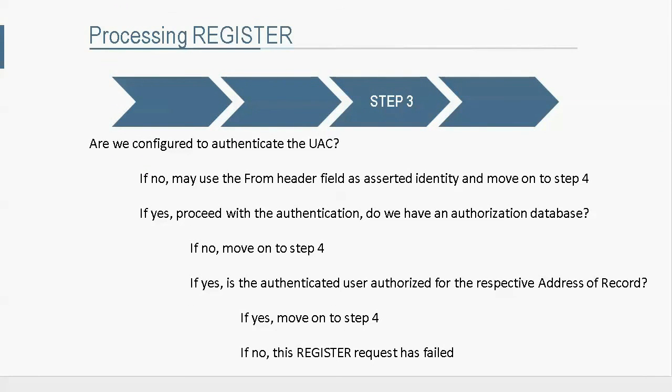Step 3. Are we configured to authenticate the user agent client? If no, we may use the from header field as asserted identity and move on to step 4. If yes, we can proceed with the authentication. Do we have an authorization database? If no, move on to step 4. If yes, is this authenticated user authorized for the respective address of record? If yes, move on to step 4. If no, this register request has failed.